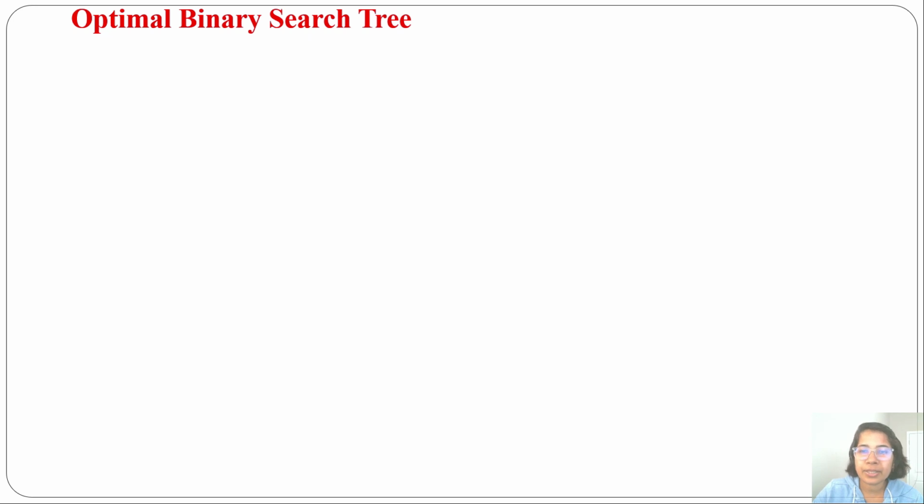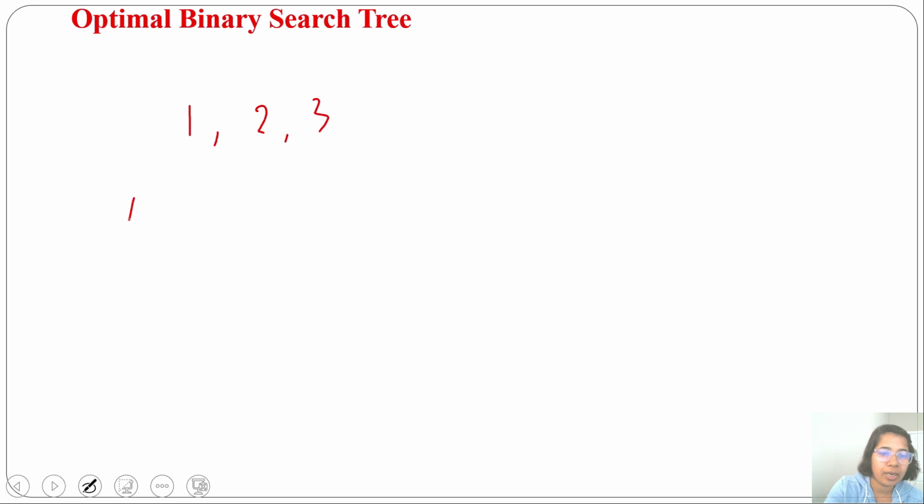Let's discuss the next topic of dynamic programming: optimal binary search tree. Suppose we have three keys 1, 2 and 3. In these three keys, how many binary search trees are possible? In a binary search tree, the left child is always less than the parent, whereas the right child is greater than the parent.